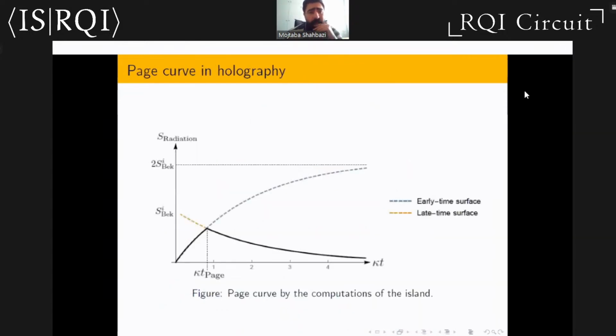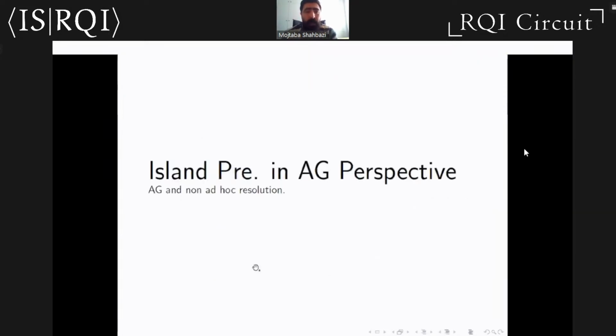So if we compute this island prescription for a two-sided black hole, we find that the entanglement entropy of the black hole follows the Page time. So this is a resolution. But as I told you, this is an ad hoc resolution. How does analog gravity provide a reason for the island prescription?